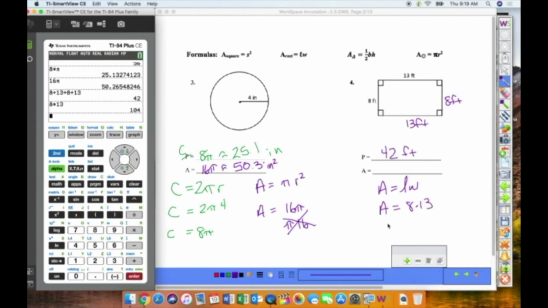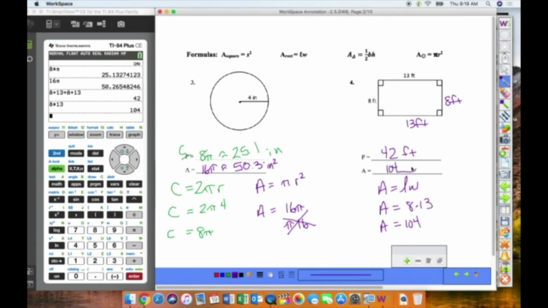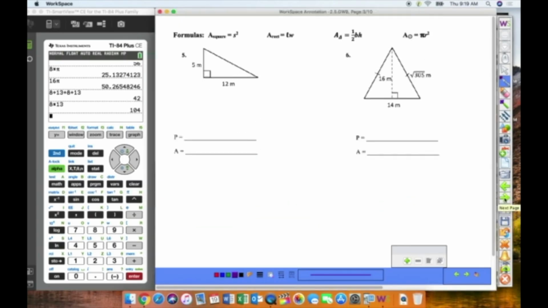Getting ourselves a nice 104. Area equals 104, so 104 square feet. Sorry that my pen dragged right there. Cool. Again, another triangle in this situation.